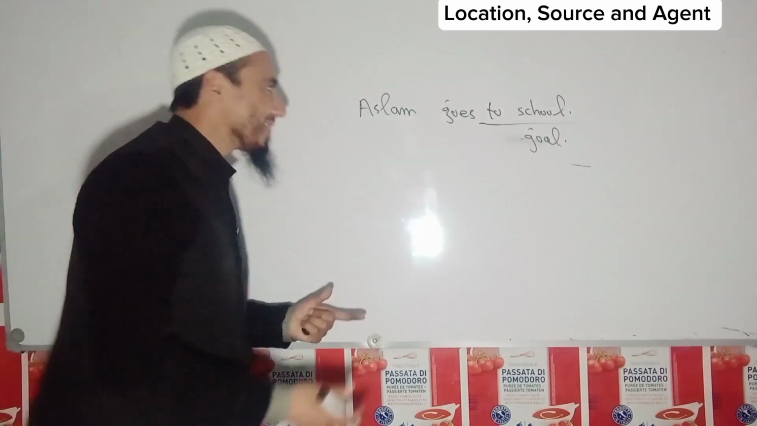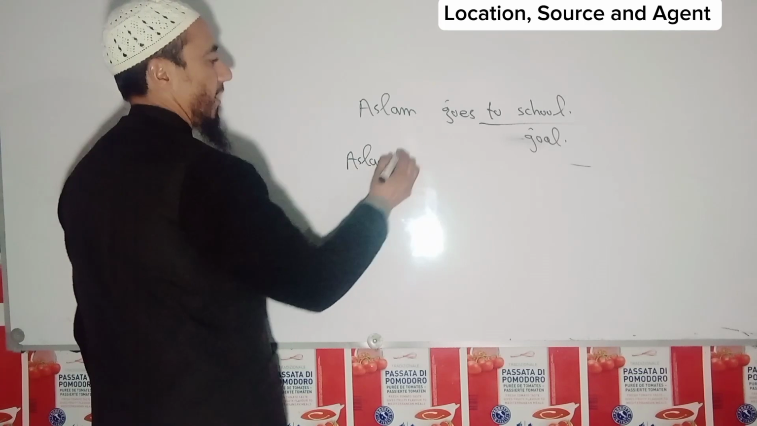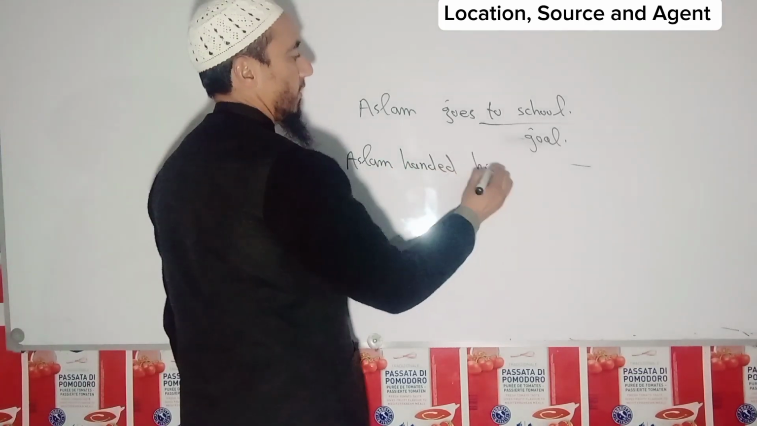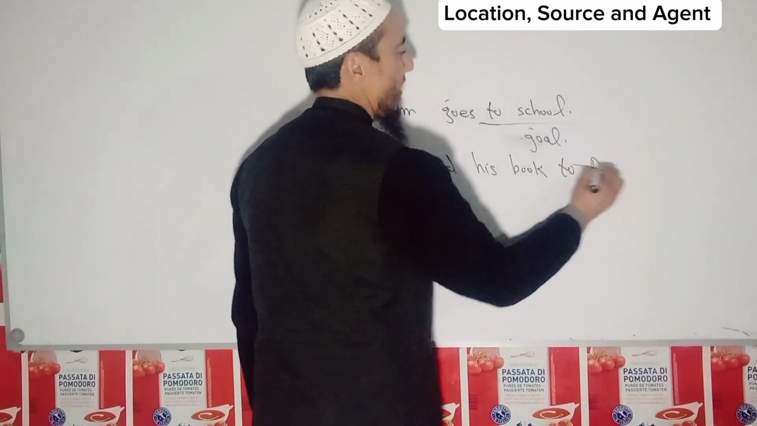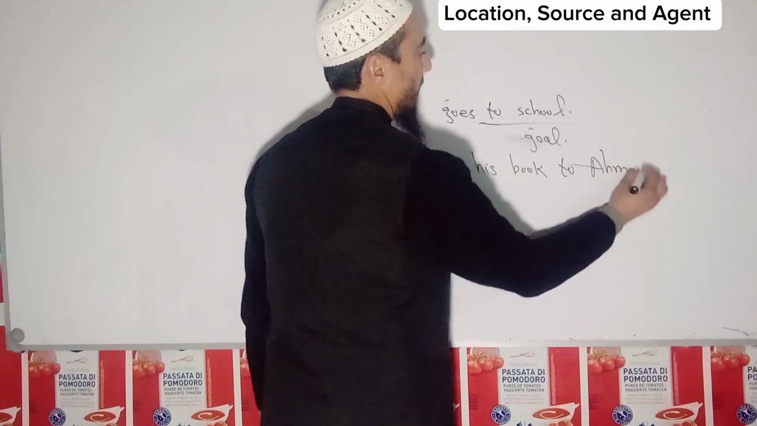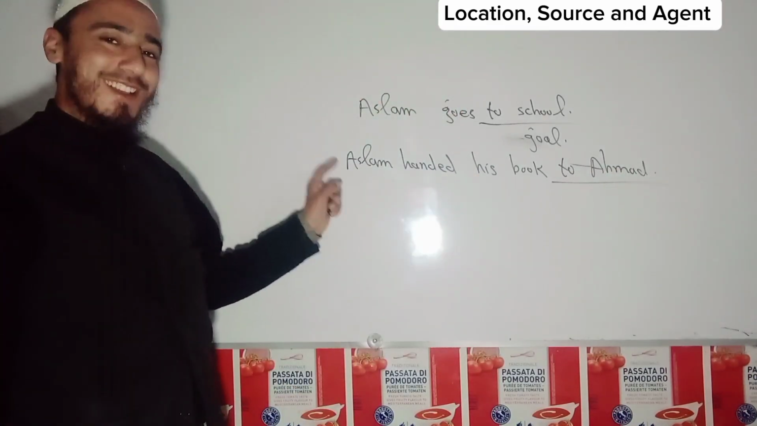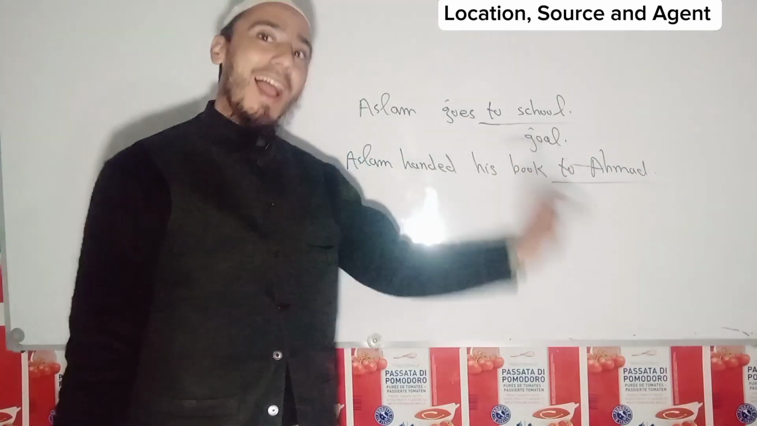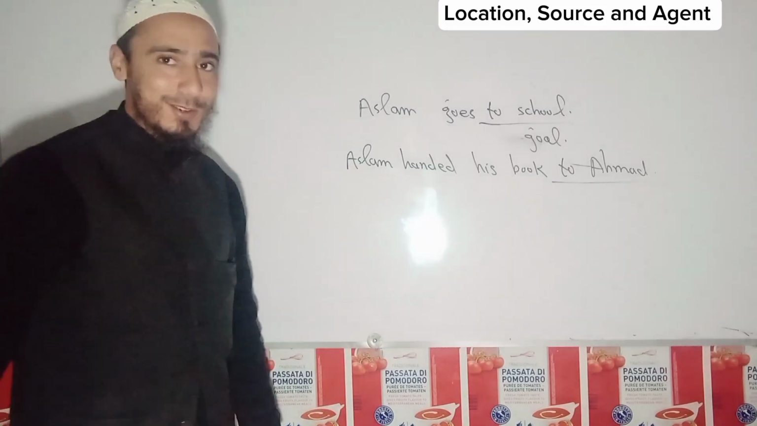And this is another example of goal. If I say Aslam handed his book to Ahmad. So here to Ahmad is goal, because this entity moves toward Ahmad, and he handed his book to Ahmad. So that's why it is also goal.